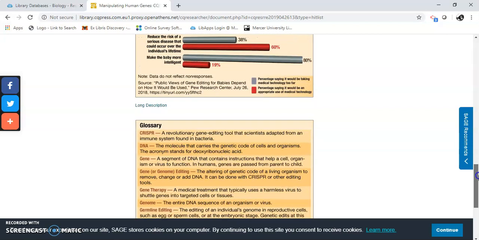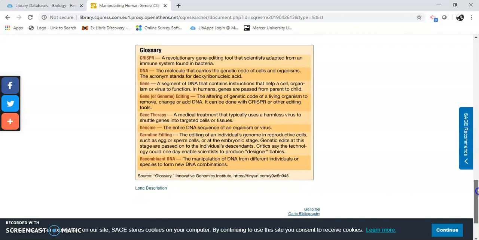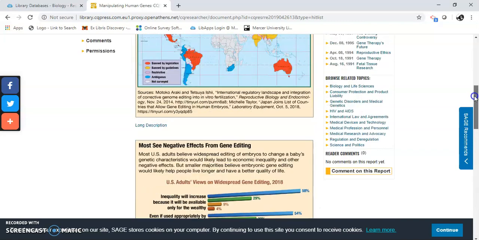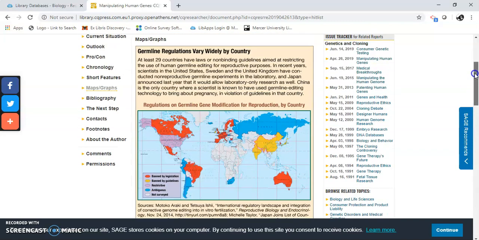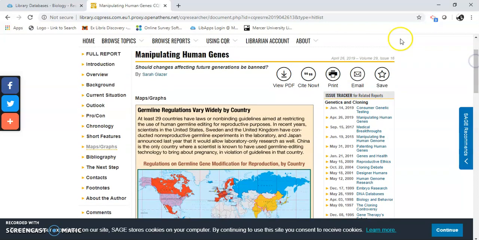The glossary, CRISPR, DNA, genome editing. Okay. And here's your citations for those at the bottom from CQ Researcher. Okay. So there's a lot of things in here that would help you write a paper and just look at different views if you're writing an argument paper. That's how you could use CQ Researcher for biology.